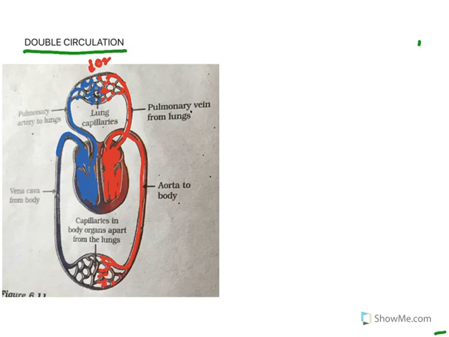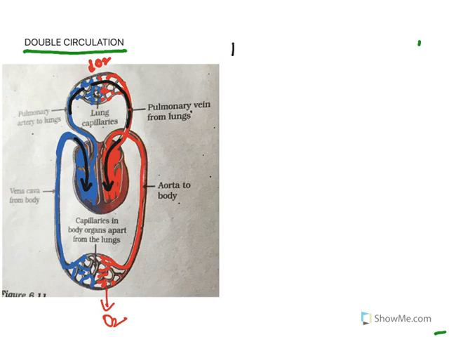Again the blood lost the oxygen. Because it lost oxygen, it now became deoxygenated, and it was brought back to the heart and poured back. So this cycle continues. If you have noticed here, the blood enters into the heart. This is the first time it enters. Then it goes into the lungs and comes back again.